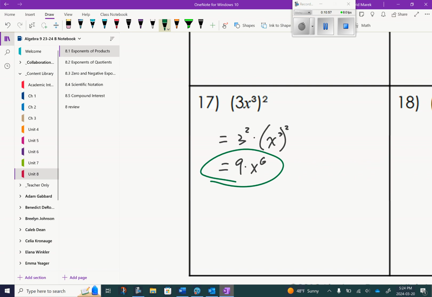If the exponents are small enough, and we can do this part of it without too much trouble, the fewer exponents in the end, the better. We're going to try and simplify as many of those exponents as we possibly can. Again, we don't know the value for x, so this has to stay x to the 6th. There's nothing we can do to combine that with the 9. We don't know what that x value is. There's the final answer.